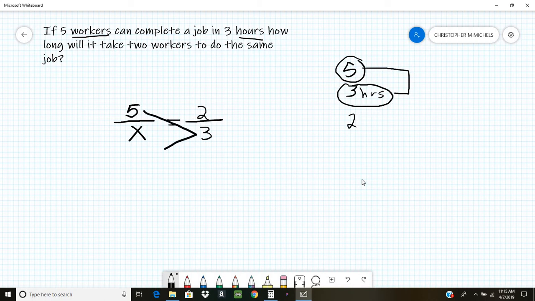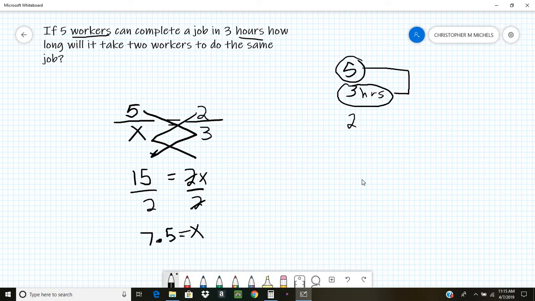So we do 5 times 3, which is 15. 2 times x, which is 2x. Divide both sides by 2. So we get x equals 7.5. Okay, in that case, it'll be 7.5 hours. And this makes sense because, again, we're comparing workers and hours. As the workers went down, the hours went up.